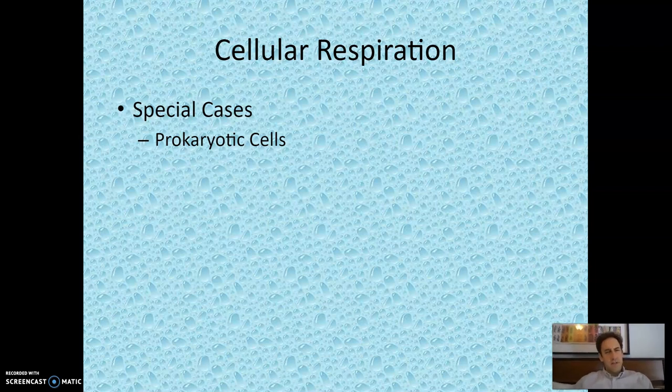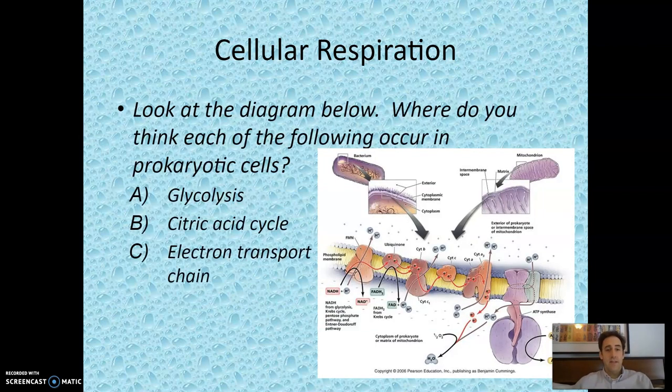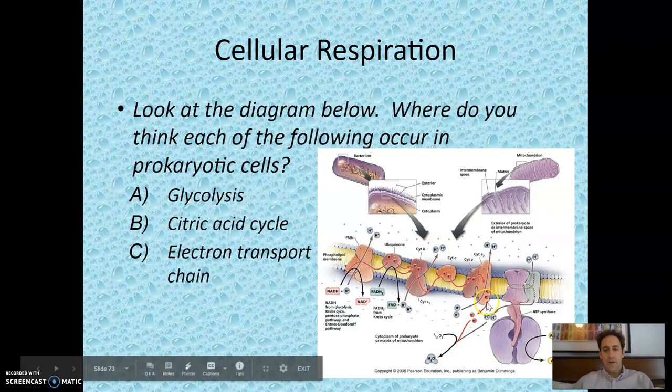We've been focused on the mitochondria, which means we've been focused exclusively on eukaryotic cells. What about prokaryotic cells, who don't have mitochondria? Can they do cellular respiration? And the answer is yes, they can. So here's a diagram of a bacterial cell.